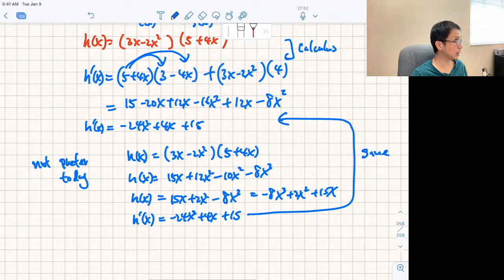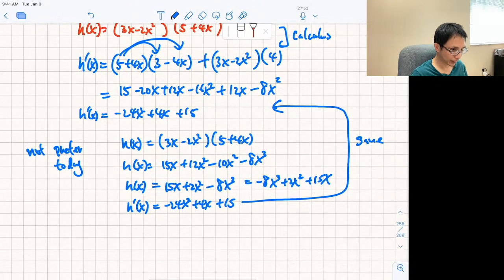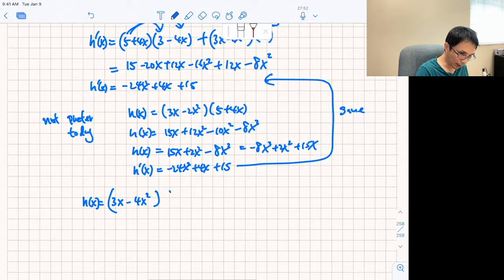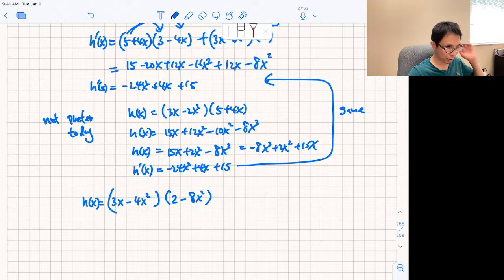It proves to me that product rule works nonetheless. But today's homework, I don't prefer this. Why I don't prefer it? I will show you an example where it doesn't work. Okay, so right now I want you to practice. So let's just say h of x equal to 3x minus 4x to the second, times 2 minus 8x squared. So I want you to, using product rule to do this, and check each other with the answers.